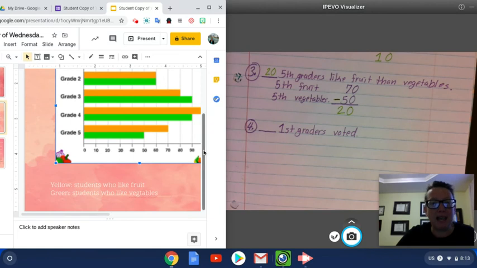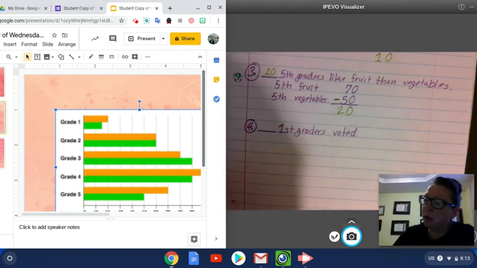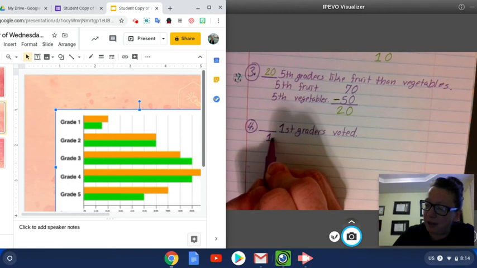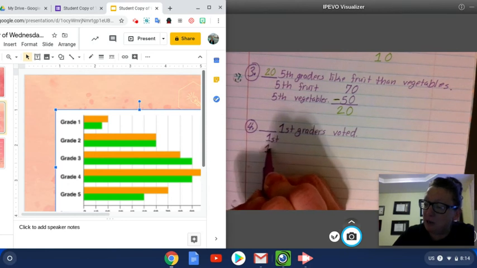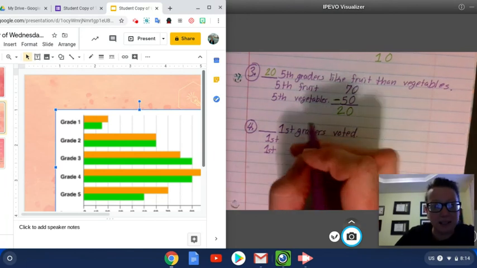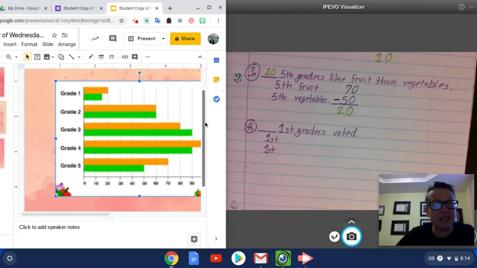So it says, how many first graders voted? Does it say anything about fruits or vegetables or being specific? No, so we just want to know total how many first graders voted. So I actually need to use the fruits and vegetables because they all count in them, right? So I need to look at my scale.